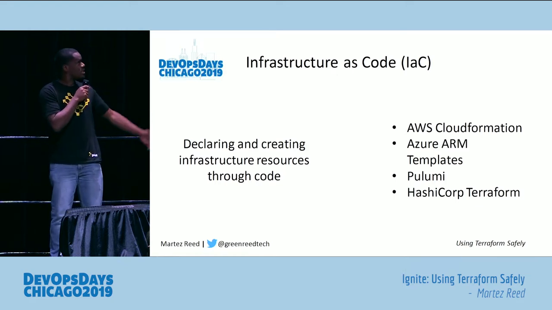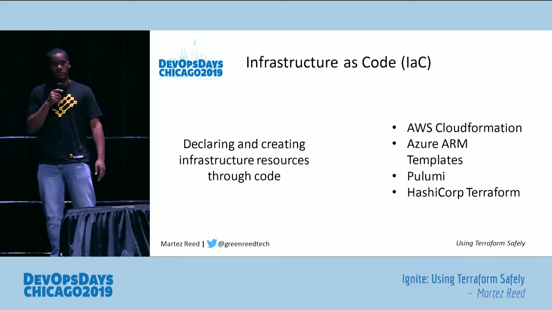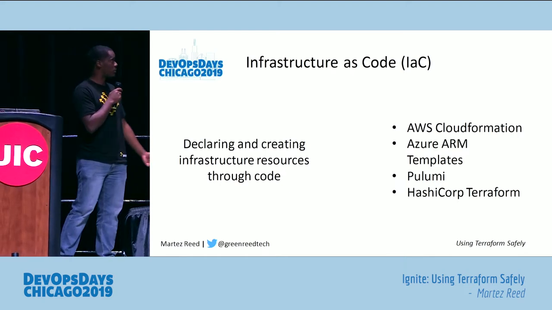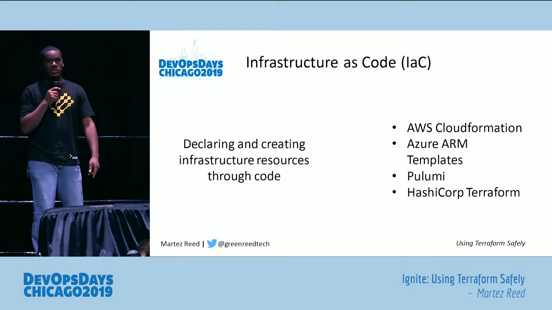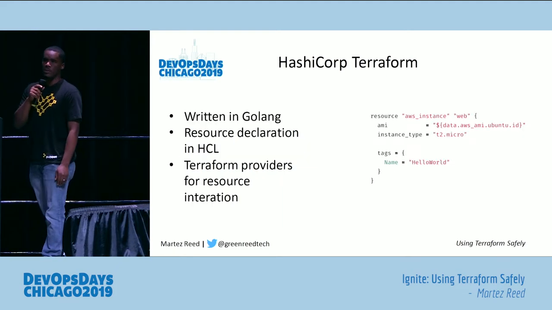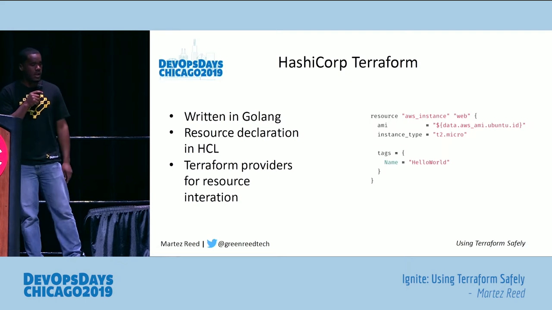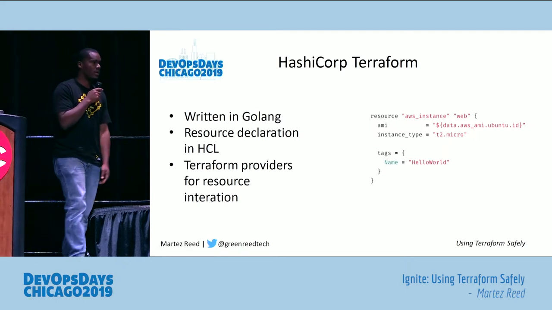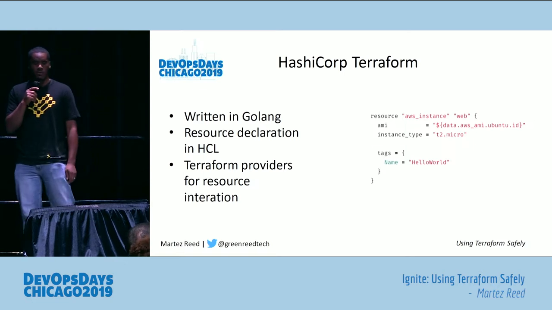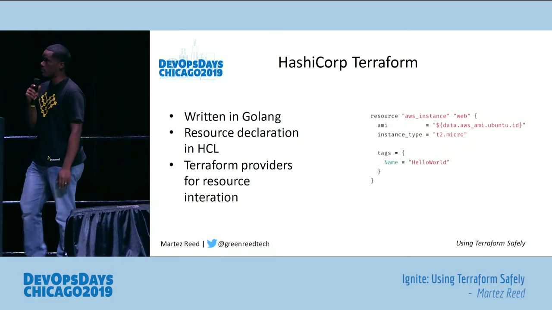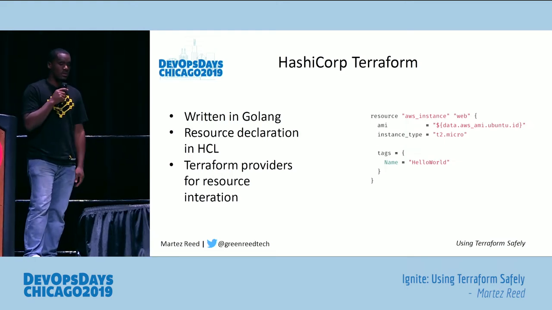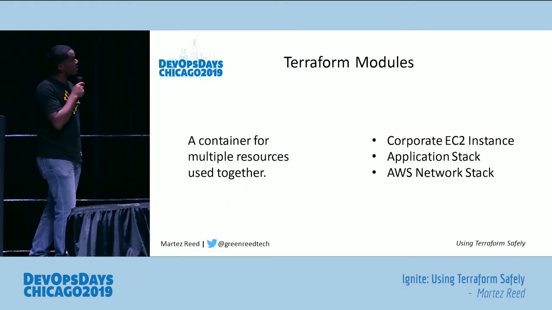So what is Terraform? It's typically referred to as infrastructure as code, but essentially it's declaring infrastructure, or those resources themselves, through code. There are a number of popular tools out there. Some are specific to a particular public cloud, some aren't. Terraform itself is written in Golang and declared with the HCL language, and Terraform resources are pretty declarative, as you can see on the screen, in terms of what they do. So this was to make sure we've all level set.